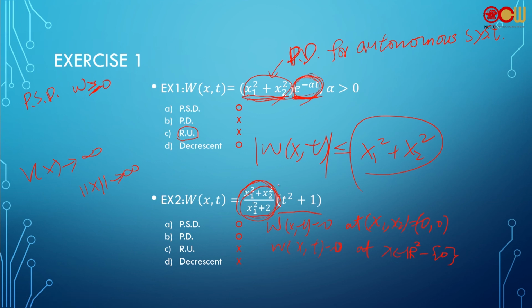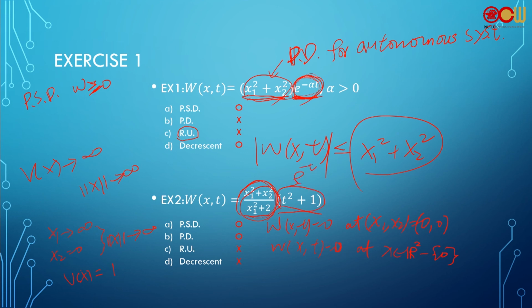你可以找到任何的 x norm 大无穷大 v 会大无穷大吗？不会嘛。Counter example will be x1 goes to infinity, x2 is 0, which implies x norm goes to infinity. But what is V? V(x) at this time is 1. So x norm goes to infinity, but V doesn't go to infinity, so it's not.